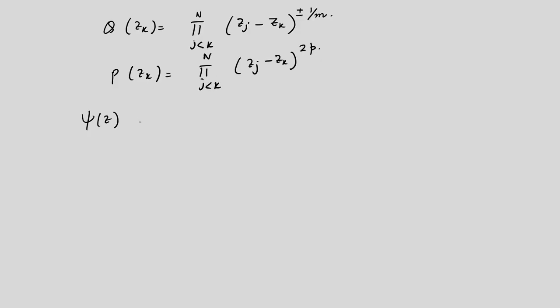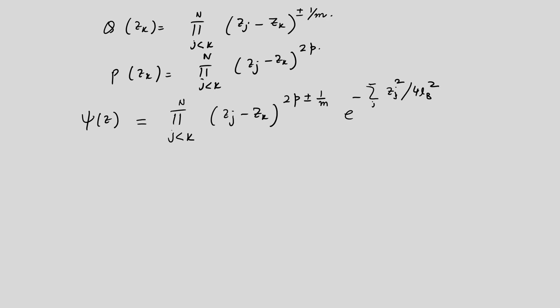So the total psi of z becomes the product over j less than k, going up to N, of (z_j minus z_k) to the power 2p plus or minus 1 over m. And then, of course, that Gaussian factor will be there: the exponential of minus the sum of |z_j| squared divided by 4 l_B squared. That's the form of the excited state wave function. m is still an odd integer, which is what Laughlin had said. Now, you can understand that this gives you, instead of just m, the total J max, whose magnitude becomes equal to 2p plus or minus 1 over m, multiplied by N because there are N electrons. I'm just talking about the magnitude.